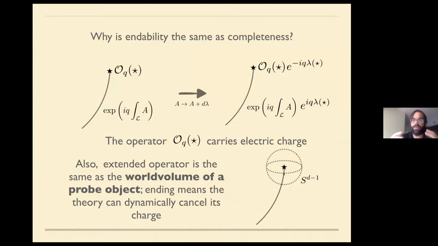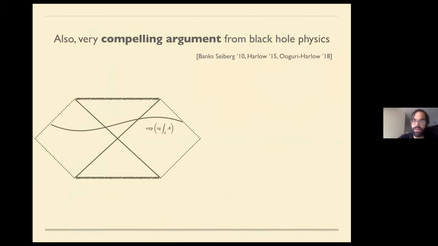Questions about this? Yeah, I have one. Mm-hmm. So other than making the statement of the completeness hypothesis, is there an independent sort of quantum gravity reason why you might expect all extended operators should end? Yes, so that's what I'm going to be talking about next.